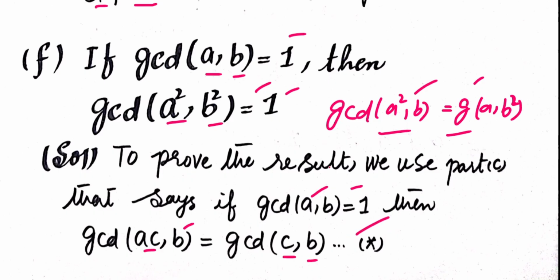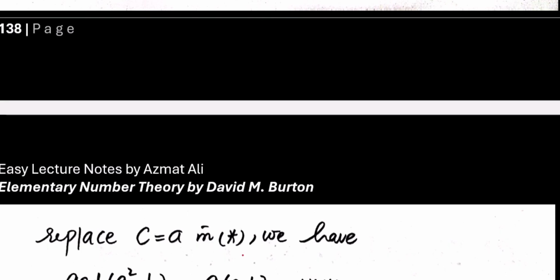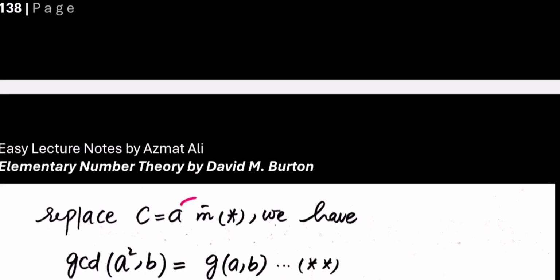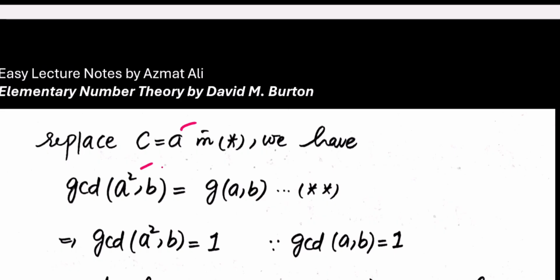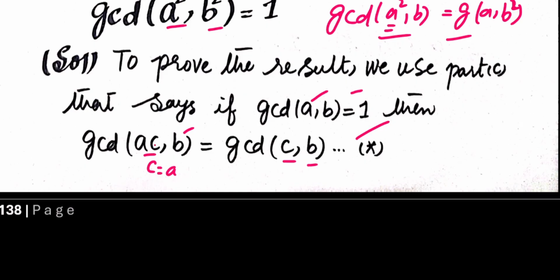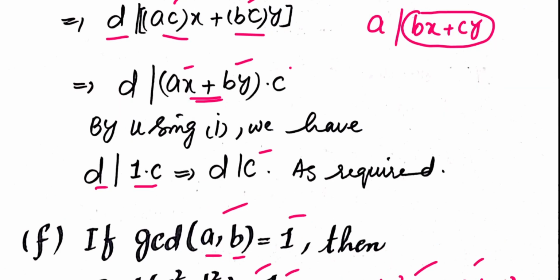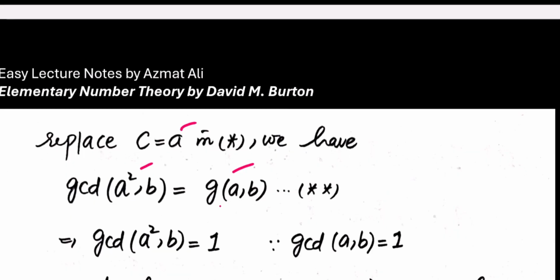Now to make the form of A square, we replace C with A. When you replace C is equal to A, this becomes GCD of A square and B is equal to GCD of A and B. When you put C is equal to A, the left side becomes A square, and on the right side this becomes A. So GCD of A square and B is equal to GCD of A and B. But it is given in this question that GCD of A and B is equal to 1. So substituting, this shows GCD of A square and B is equal to 1.